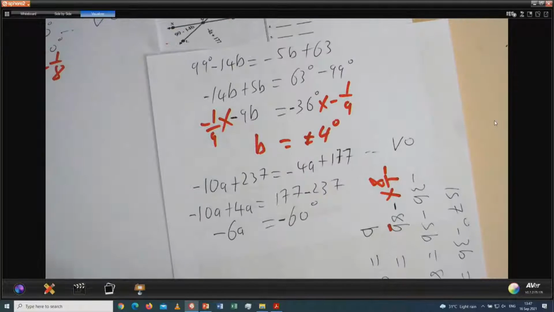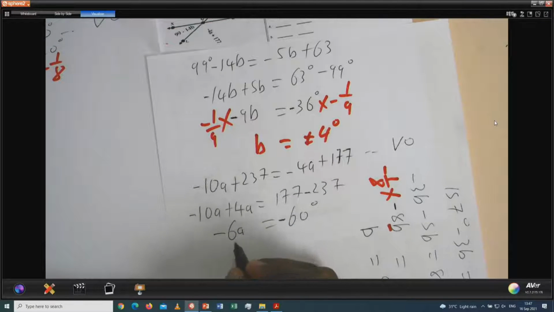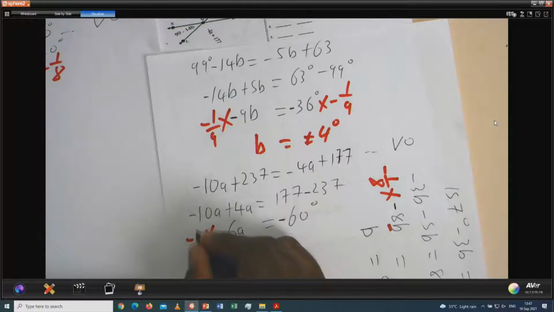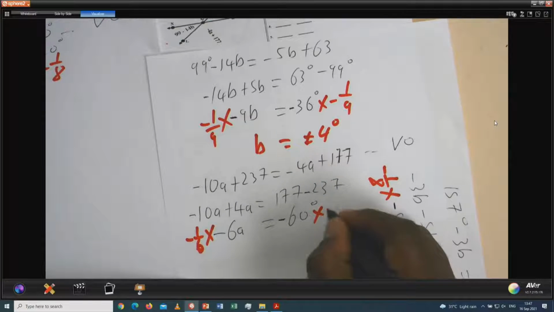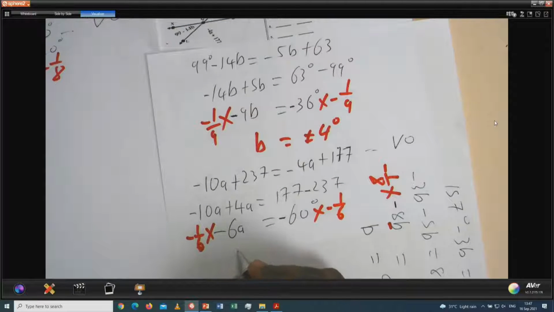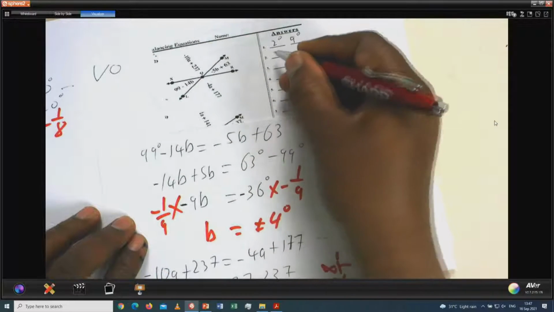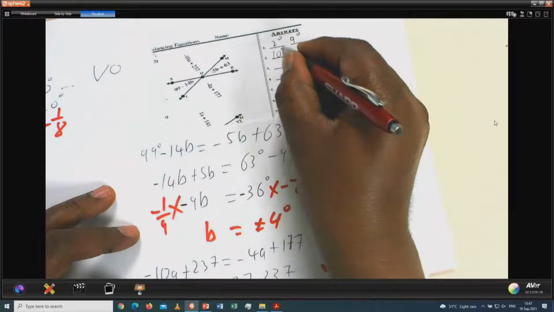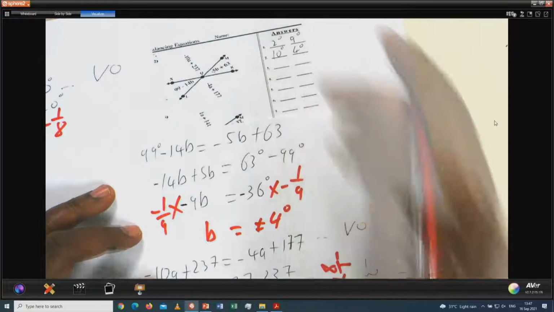We are interested in A, therefore we want to remove the minus 6. The only way you can make minus 6, 1, we multiply it with an inverse. What you do on the left, you also do on the right. Therefore, A is equal to 10 degrees. Therefore, your A is 10 degrees, your B is 4 degrees.